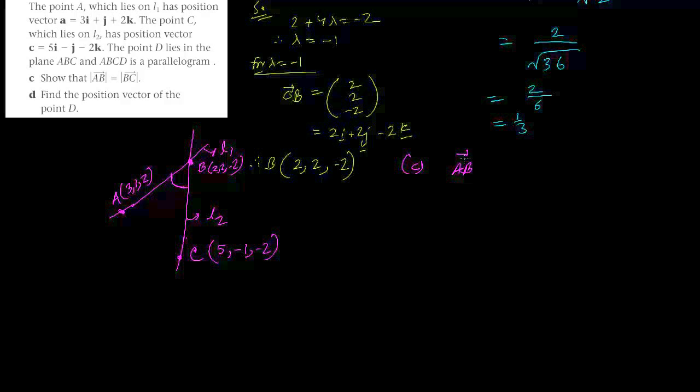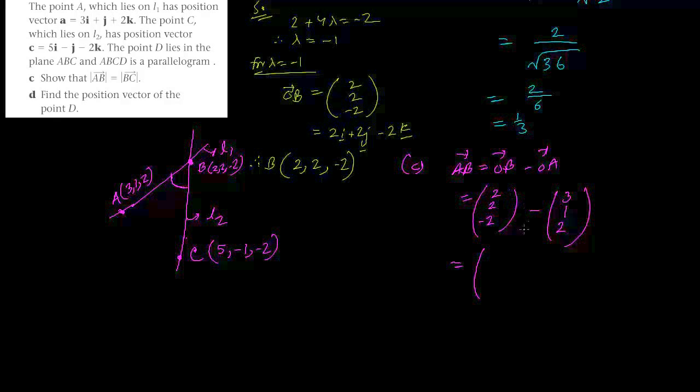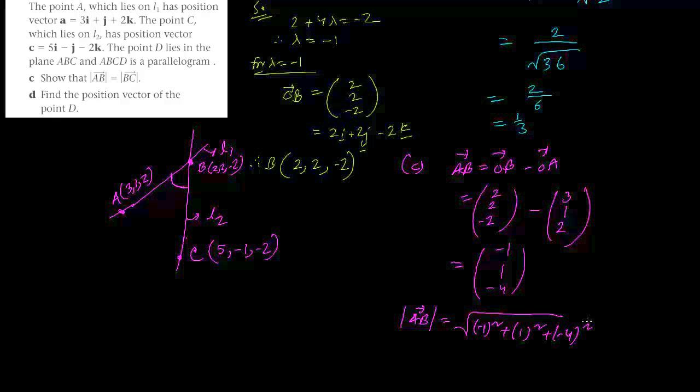So vector AB equals OB minus OA. Let me write down the column vector, it's quicker. So OB is 2, 2, minus 2, minus OA. So OA is 3, 1, 2, and ultimately this is going to be 2 minus 3 is minus 1, 2 minus 1 is 1, minus 2 minus 2 is minus 4, and the modulus of this is going to be square root of minus 1 squared plus 1 squared plus minus 4 squared. So this would turn out to be 1 plus 1 plus 16, square root of 18.